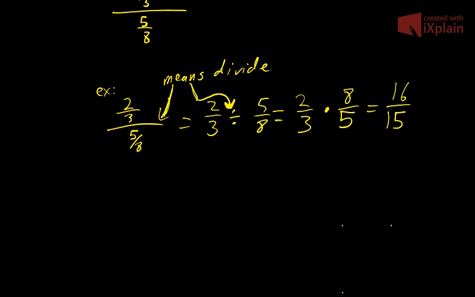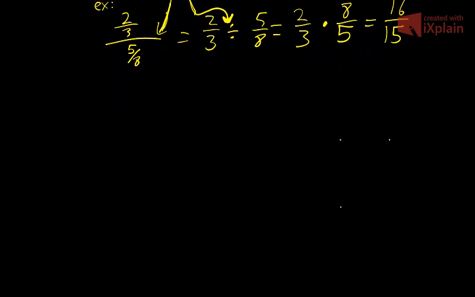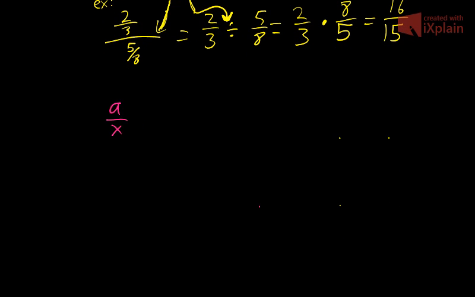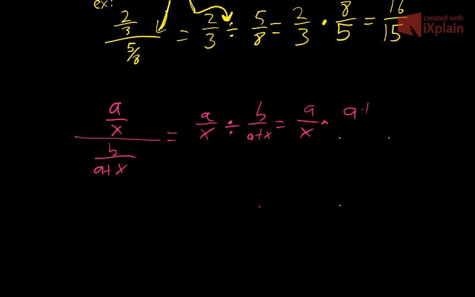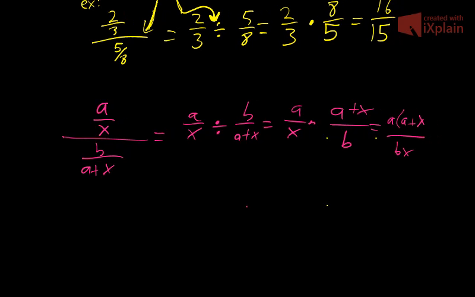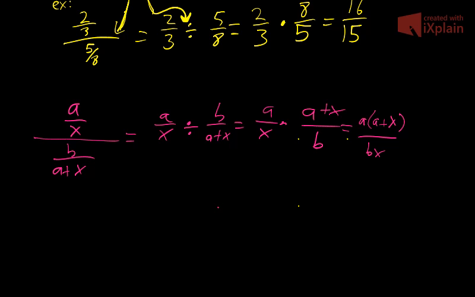So let's try one with actual variables, because this is algebra. If I have a over x divided by b over a plus x, this is going to be the same as a over x times a plus x over b, which is going to give me a plus x over bx. That's going to be my final answer there. I can't simplify that anymore. It's all the way factored, and so that's going to be my final answer to that fraction.